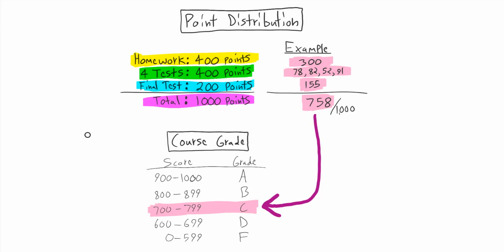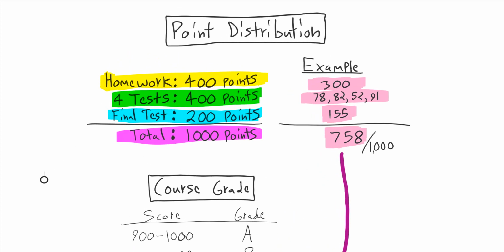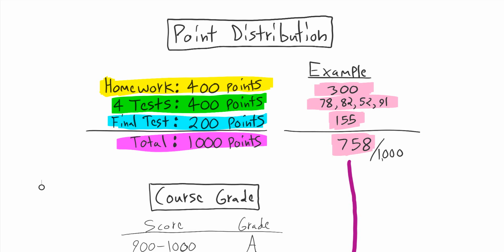This is my beginning algebra course. Today you're going to calculate your final grade for the course. And this is the last class of the course. So let's go ahead and calculate your grade. This is the point distribution.